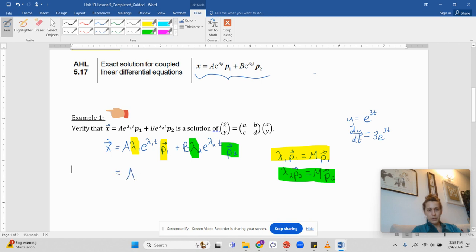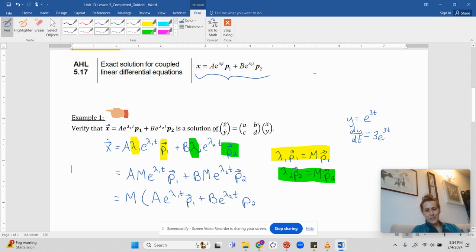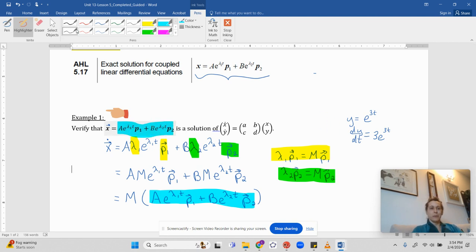So we're going to do some replacement. So we have a M e to the lambda 1 t p1 plus b M e to the lambda 2 t p2. We can factor out the M. And we have a e to the lambda 1 t p1 plus b e to the lambda 2 t p2. And we're really lucky because this is the same as that. So we can replace one more time.